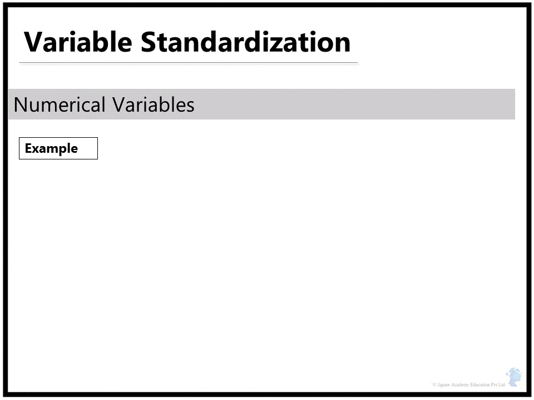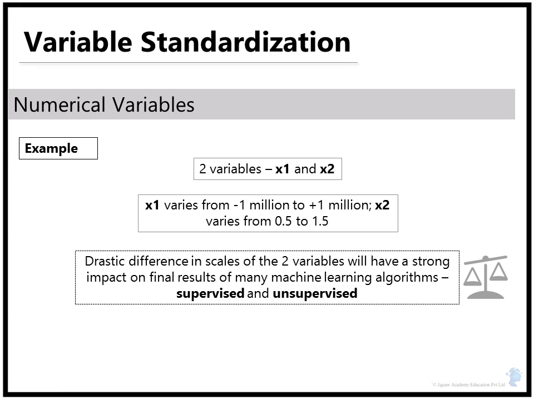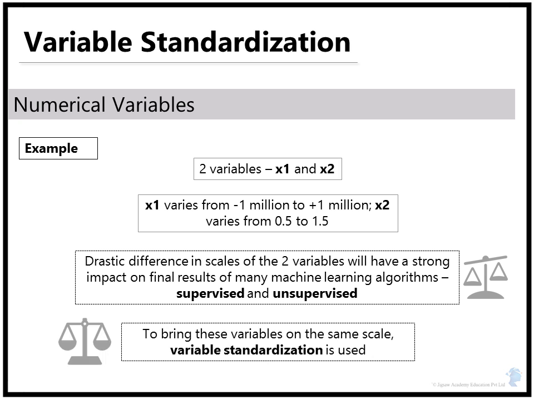Variable standardization, as noted earlier, helps you to get rid of the units in the numerical measurements in the data. For example, let's say you have 2 variables x1 and x2, and x1 varies from minus 1 million to plus 1 million, whereas x2 varies from 0.5 to 1.5. The drastic difference in the scale of these 2 variables will have a lot of impact on the final results of many machine learning algorithms, either supervised or unsupervised. To bring these variables on the same scale, variable standardization is the weapon of choice.